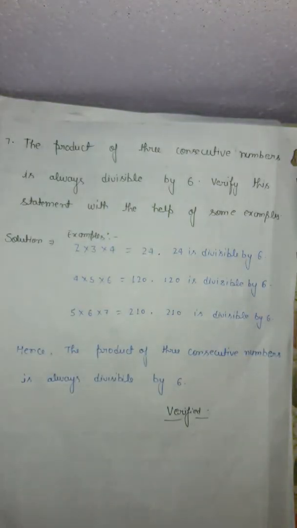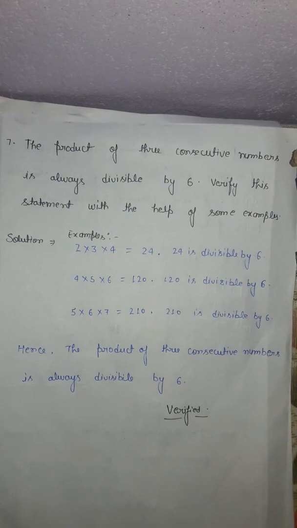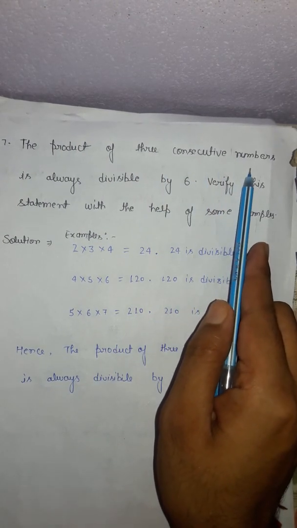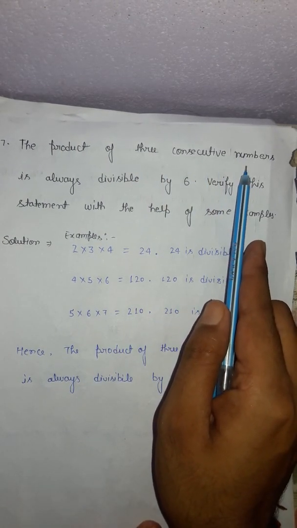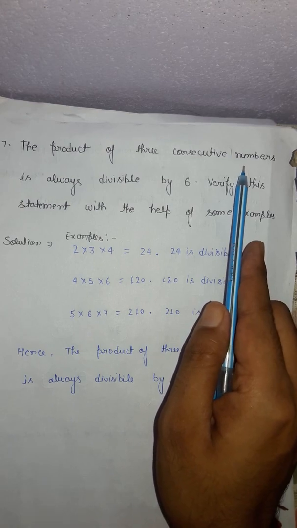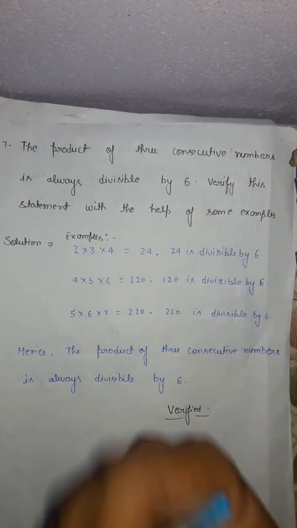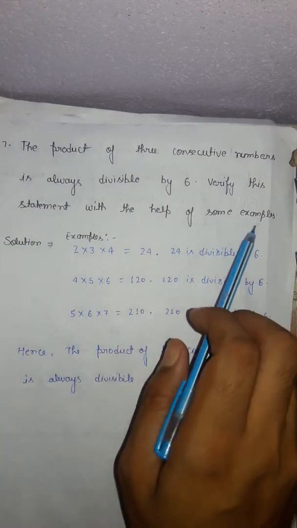See question number 4. The product of three consecutive numbers is always divisible by 6. Verify this statement with the help of some examples. We have to show that the product of three consecutive numbers, that is, if we multiply any three consecutive numbers, it is always divisible by 6. This we have to verify via some examples.